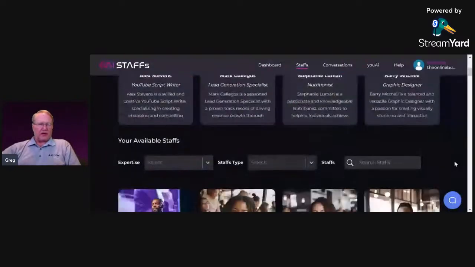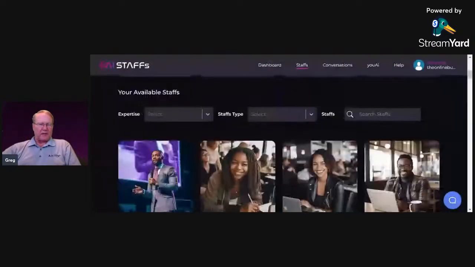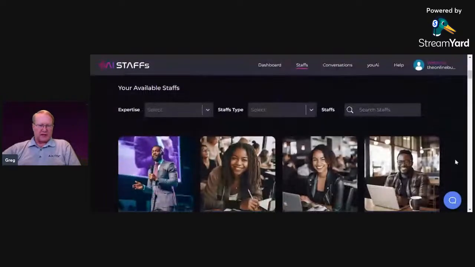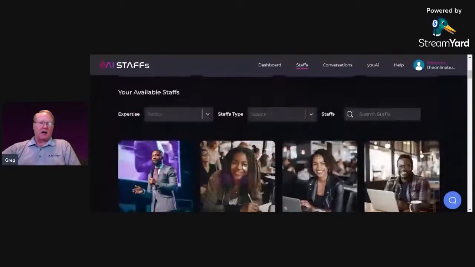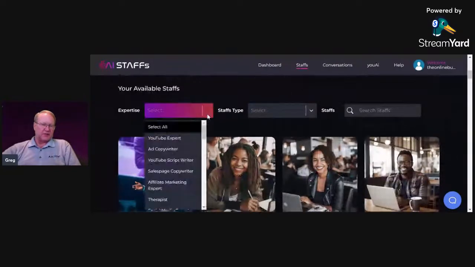These are the different staff members that come with the system. You can actually select them by the different expertise here.